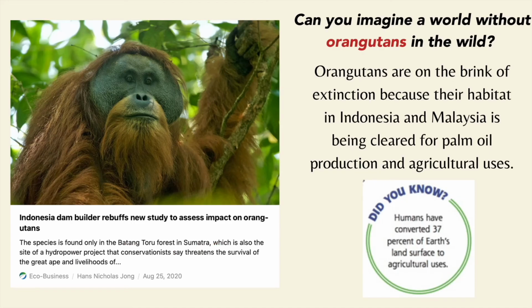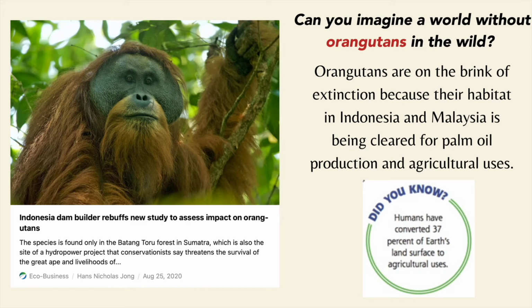Can you imagine a world without orangutans in the wild? Orangutans are on the brink of extinction because their habitat in Indonesia and Malaysia is being cleared for palm oil production and agricultural uses. This type of deforestation is occurring around the world, including in the old-growth forest of the Pacific Northwest. And the deforestation results in the loss of trees as well as the plants and animals in that ecosystem.